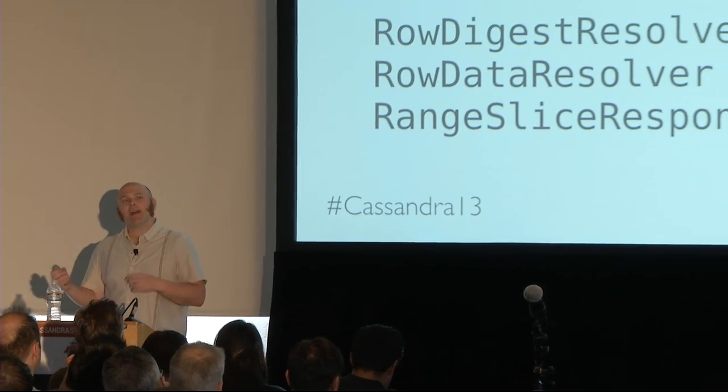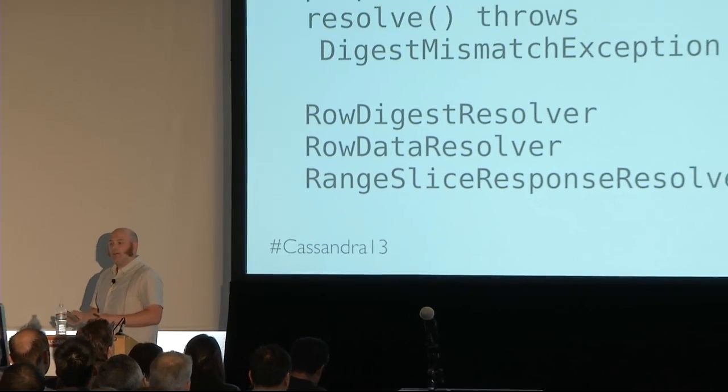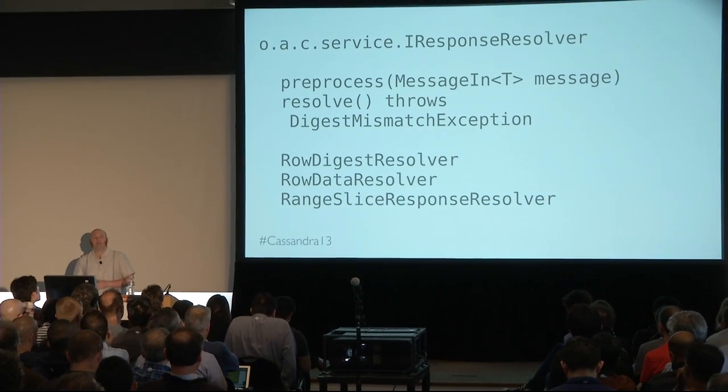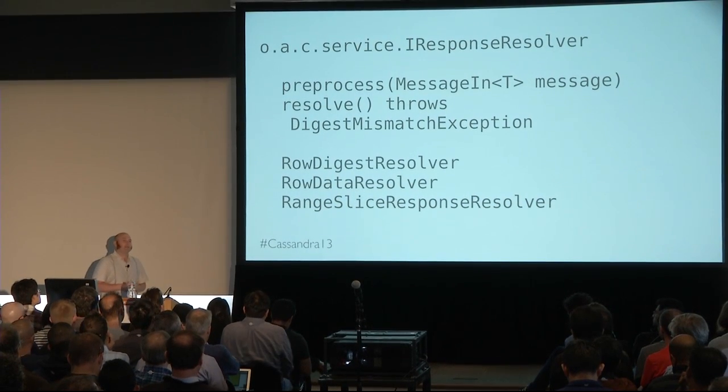If they don't match, the storage proxy will run the read for a second time. And this time it asks all the nodes that are involved to return their data. So it uses the row data resolver. This guy's a little bit more complicated.